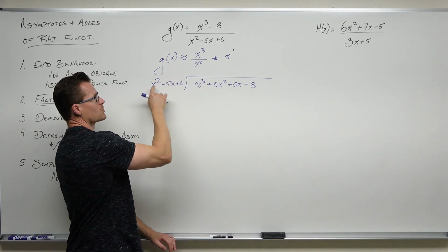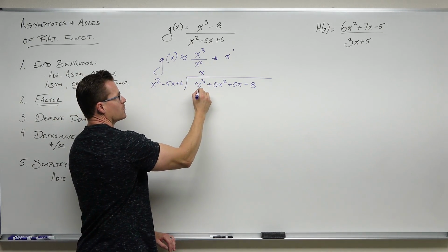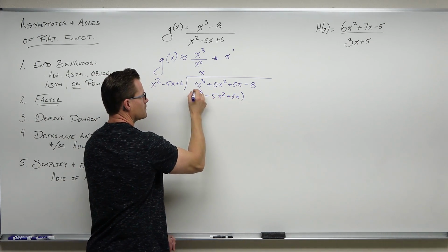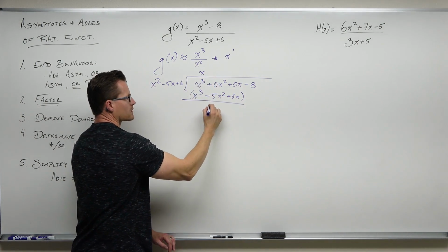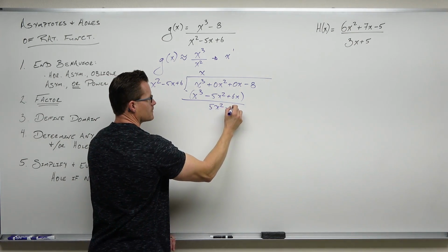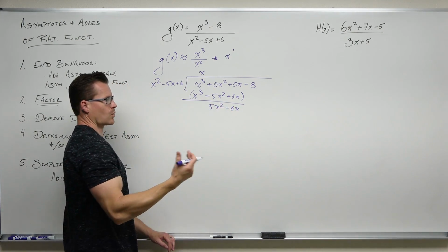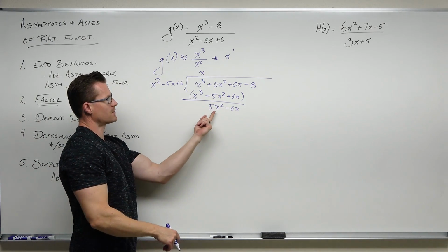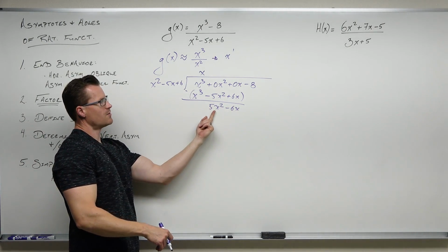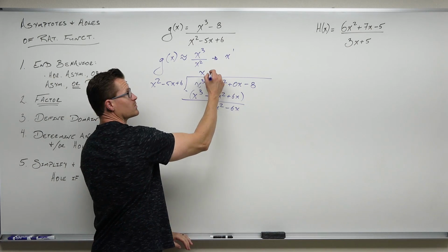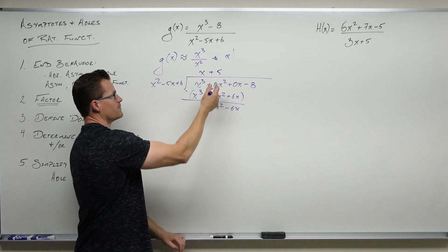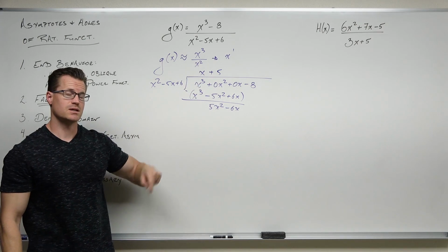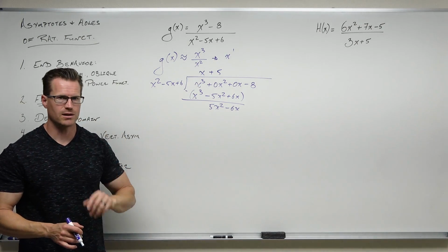We take first term divided by first term, we distribute, we subtract, and we're pretty much done. We don't have to bring this down. All we need to do is take first term divided by first term. 5x squared divided by x squared is just simply 5, plus 5. Don't worry about distribution. This right here, this is your oblique or slant or diagonal asymptote.